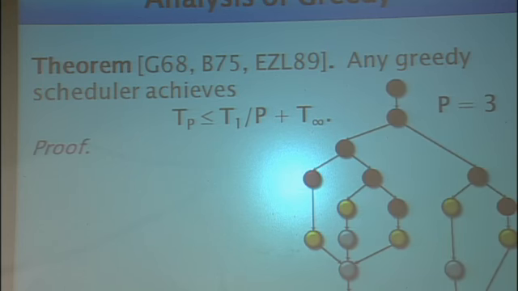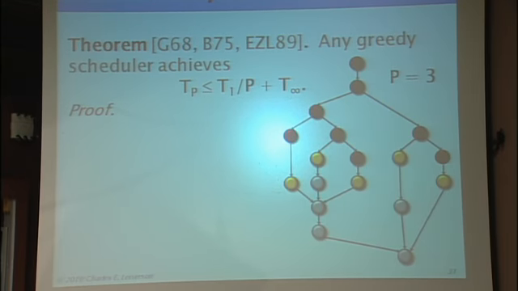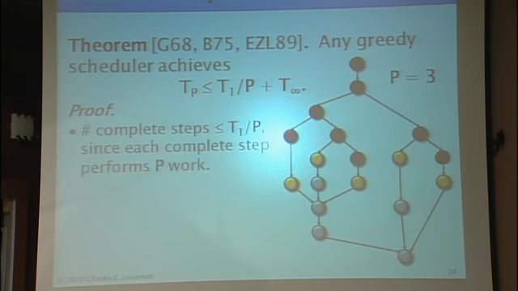So here's the proof that you meet this, and I'll illustrate for p equals 3. How many complete steps could we have? I argue that the number of complete steps is at most T1 over P. Why is that? Every complete step performs P work. So if I had more complete steps than T1 over P, I'd be doing more than T1 work. But I only have T1 work to do. So the maximum number of complete steps I could have is at most T1 over P.